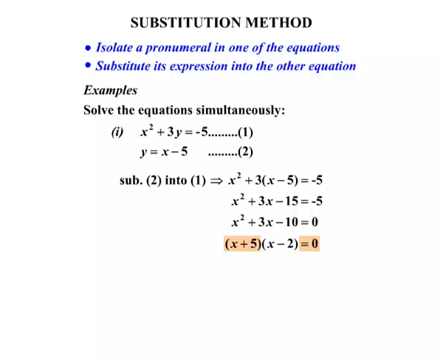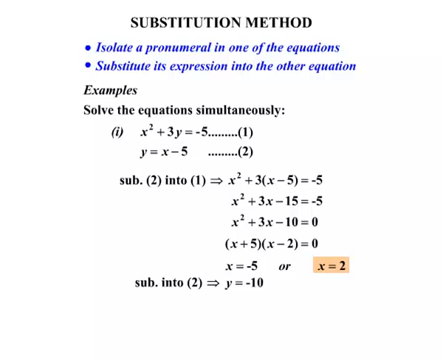So then we have two mini equations. We have x plus 5 equals 0, so therefore x equals minus 5 for that part. Or the other solution, when x minus 2 is 0, solving that we get that x equals 2. Now when x equals minus 5, there's one of our solutions. We need to substitute back into equation 2 because that will tell us what y equals. So putting that in, we get that y equals minus 10.